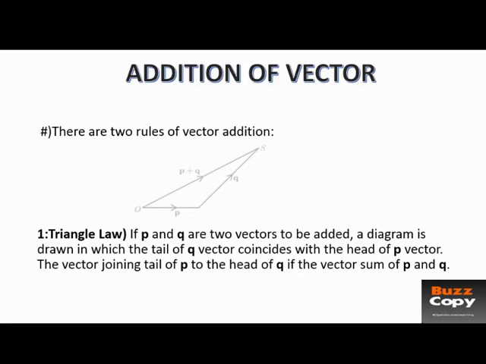Addition of vector. There are two rules of vector addition. First, triangle law. If P vector and Q vector are two vectors to be added, a diagram is drawn in which the tail of Q vector coincides with the head of P vector. The vector joining the tail of P vector to the head of Q vector is the vector sum of P vector and Q vector.